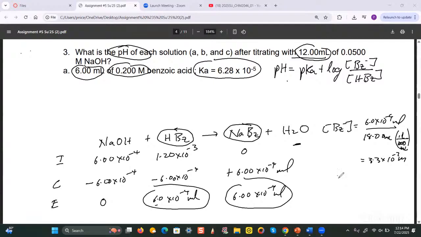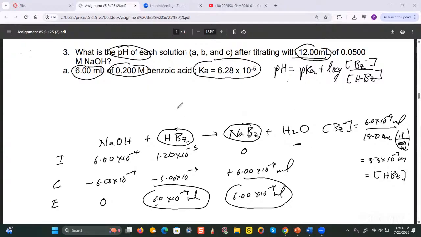And then we do a similar calculation for the benzoic acid, which is basically the same thing because it's 6.0 times 10 to the minus 4 divided by the same volume. So I don't need to do a second calculation. These two will be equal to each other. So this will be equal to the concentration of HBZ, the benzoic acid.